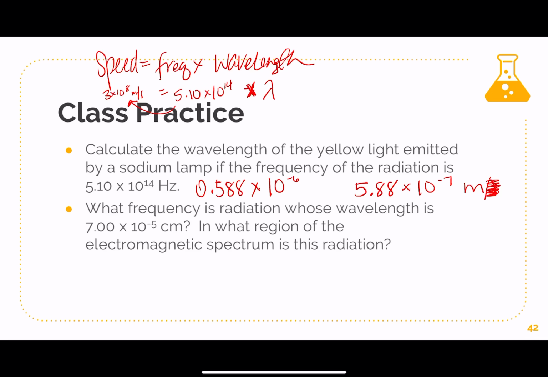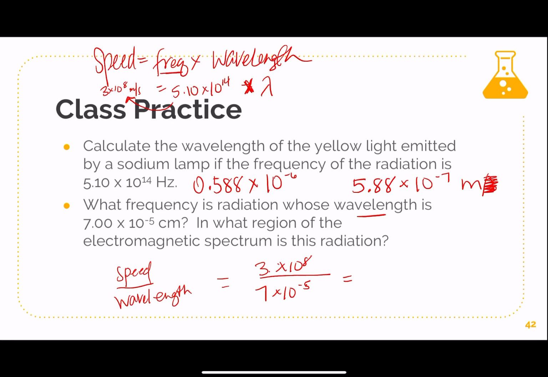Let's look at the next one. What frequency is a radiation whose wavelength is 7 times 10 to the negative 5th? Okay, so we're solving for frequency. So for that, we'll do speed over wavelength. The speed is that 3 times 10 to the 8th, and the wavelength is 7 times 10 to the negative 5.